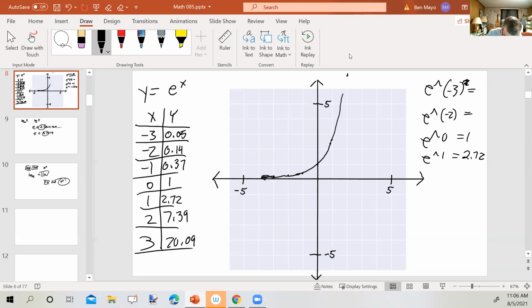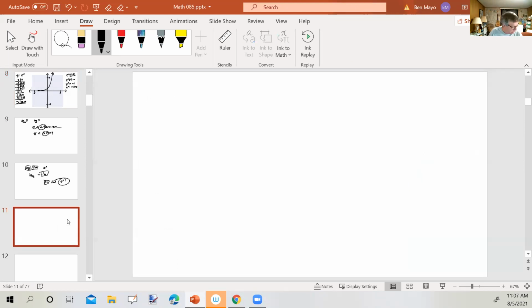Anyway, so it has that same shape as 2 to the x or 3 to the x. Again, any questions about that? All right. Now, I want to look at a new formula, and this is A equals PE to the RT.